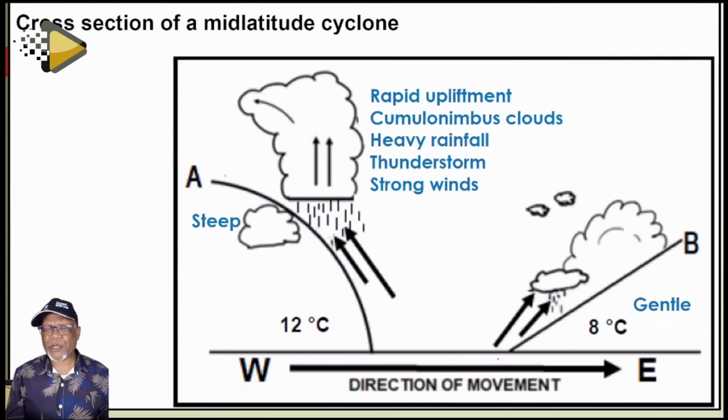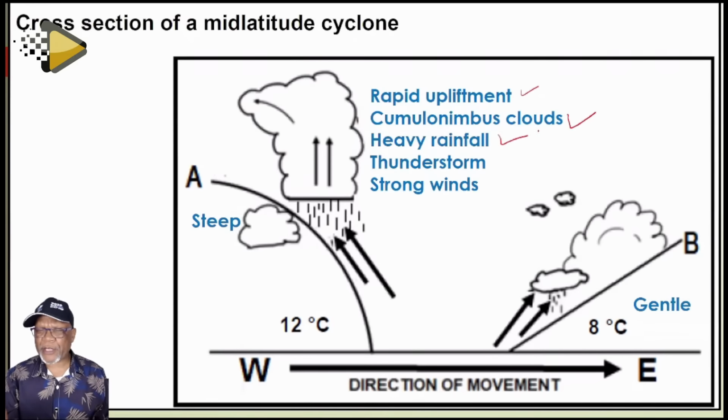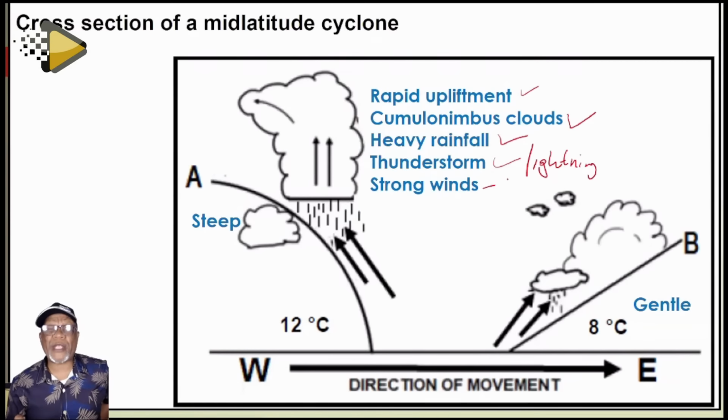And then because of the steeper gradient, there's going to be a rapid upliftment of air. And because of the rapid upliftment of air, we're going to get cumulonimbus clouds, heavy rainfall, thunderstorms and lightning. So this is what you will get. And then also, as characteristics, you'll also get strong winds.